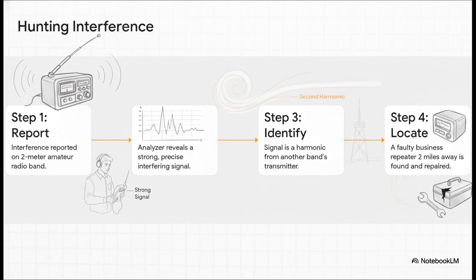Here's a perfect little detective story for you. A ham radio operator reports some major interference. A technician shows up, whips out the analyzer, and immediately sees a strong, rogue signal. But here's the clever part. By analyzing its exact frequency, they realize it isn't a primary signal at all. Nope, it's the second harmonic, an unwanted byproduct of a business radio transmitter miles away whose filter had failed. Without that analyzer, finding the source would have been like looking for a needle in a continent-sized haystack.